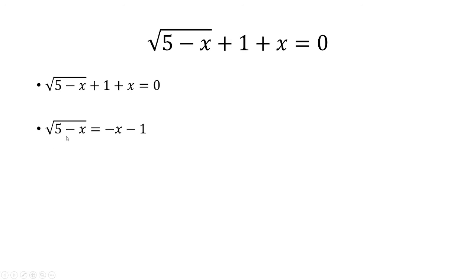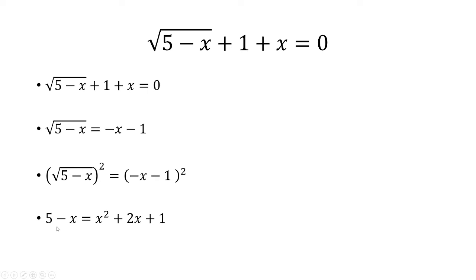Now we're going to square both sides. The square root and the square are going to cancel and we're left with 5 minus x. We're going to FOIL out the negative x minus 1 as x squared plus 2x plus 1. Now we're going to bring everything to the right. So we have to subtract by 5 and add x.